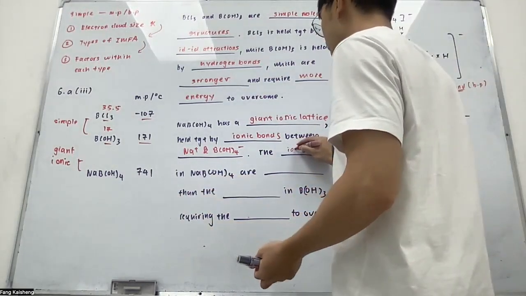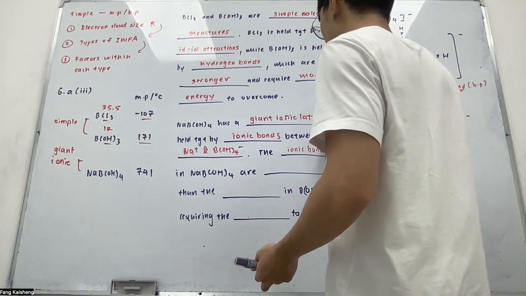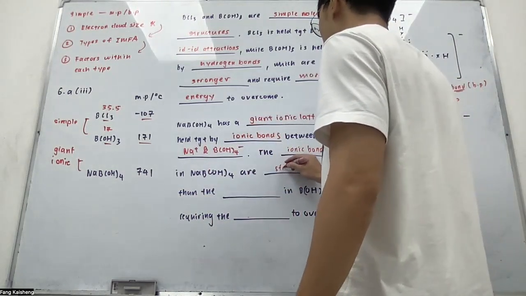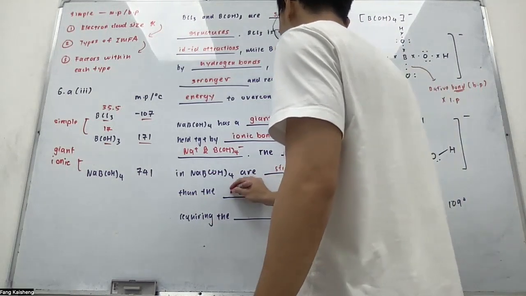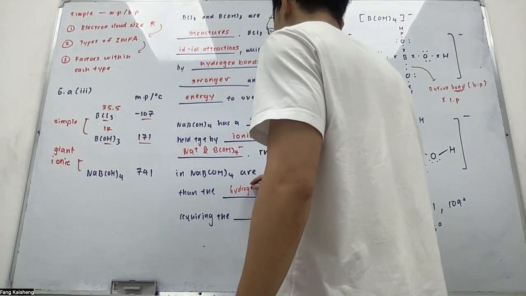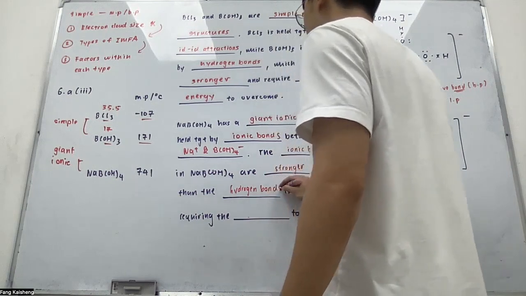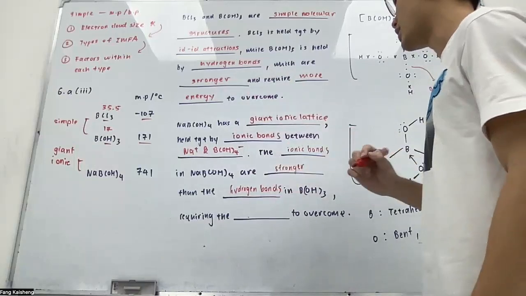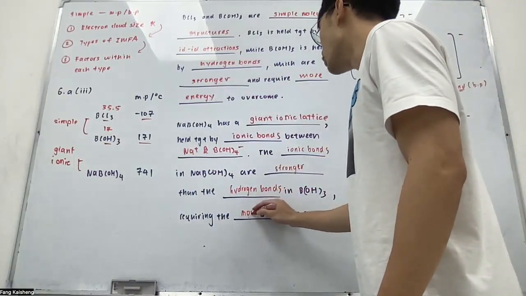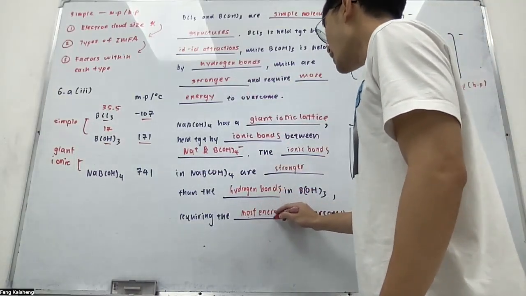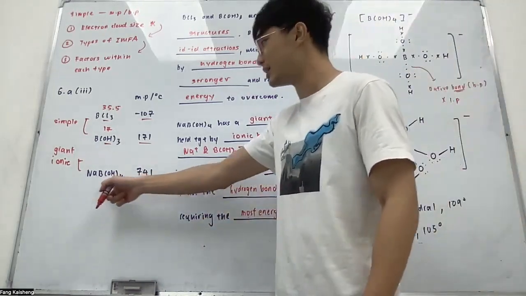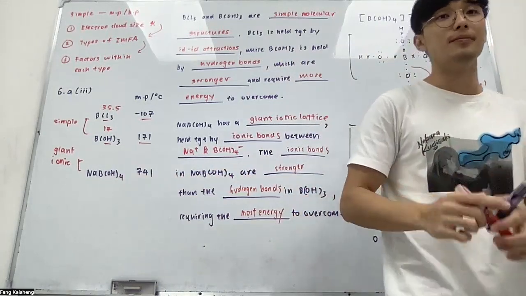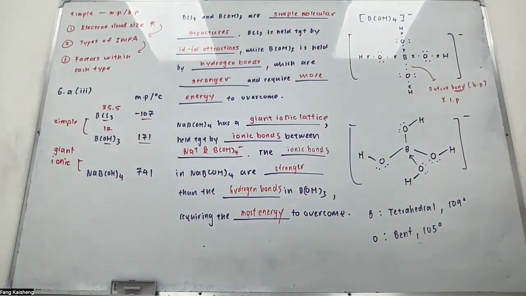What you can also do is this: the ionic bonds in the sodium borohydride, whatever this is, are stronger than the hydrogen bonds in BOH3. So you can compare the next strongest thing. You don't have to compare to the weakest. Compare with the next strongest thing, which is hydrogen bonds. That's why it requires the most energy to overcome. Why I use the word the most energy is because this guy is the third one, right? Two compounds, you change your language up a little bit. So guys, this is the ideal way you can explain this question.